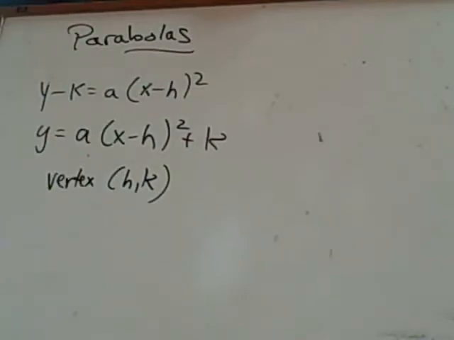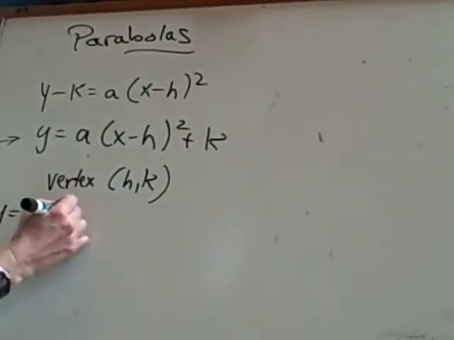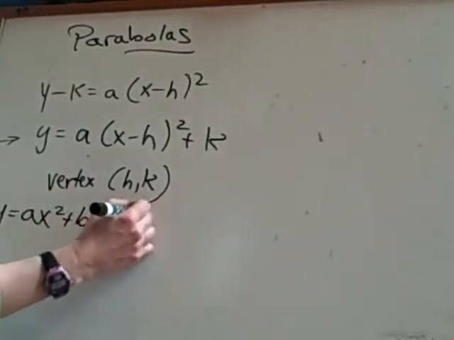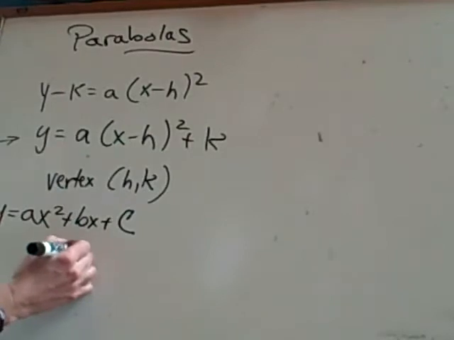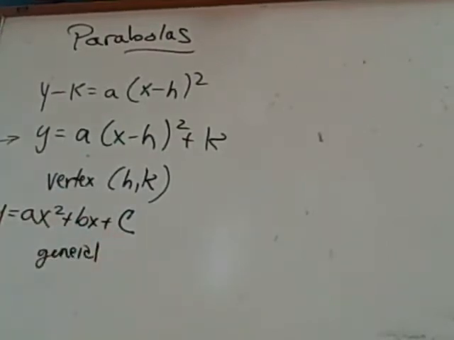Whenever we're writing a vertex, when you're talking conics and parabolas, vertex form is the way you want to go. If you are given y equals ax squared plus bx plus c, this is what we call the general form of the quadratic. Remember that? In this one you have to complete the square. When you complete the square, it puts it into vertex form.